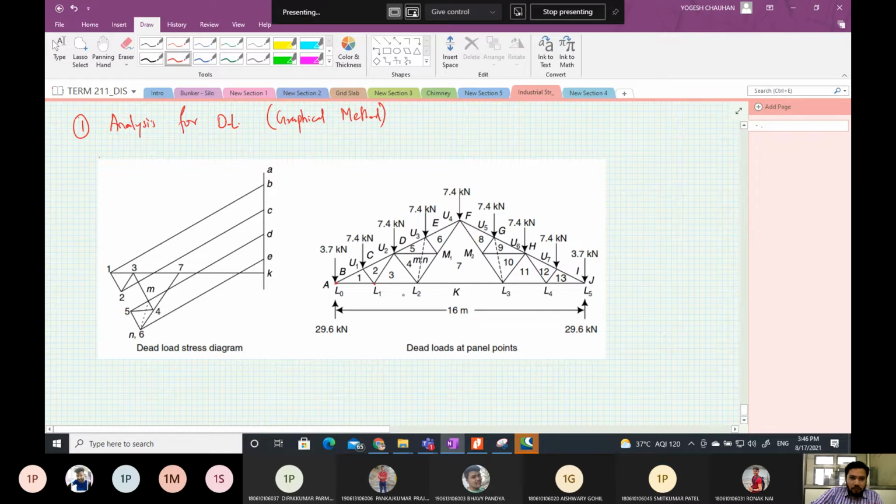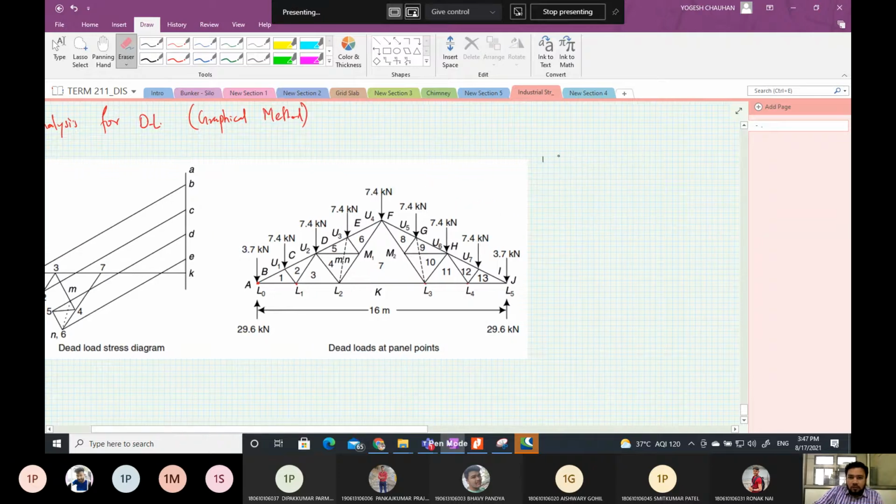The joints are represented by L0, L1, L2, L3, L4. And the joints at the upper chord are represented by U1, U2, U3, U4, U5, U6, and so on. So wherever there is a space, you have to give the Bow notation. So in graphical method, the first step would be to give Bow notation.